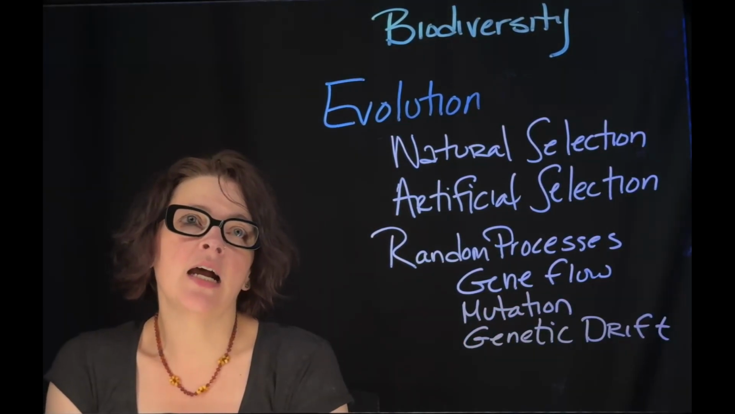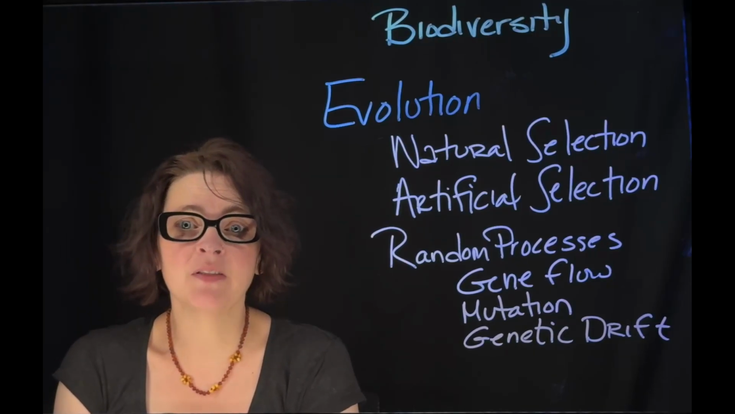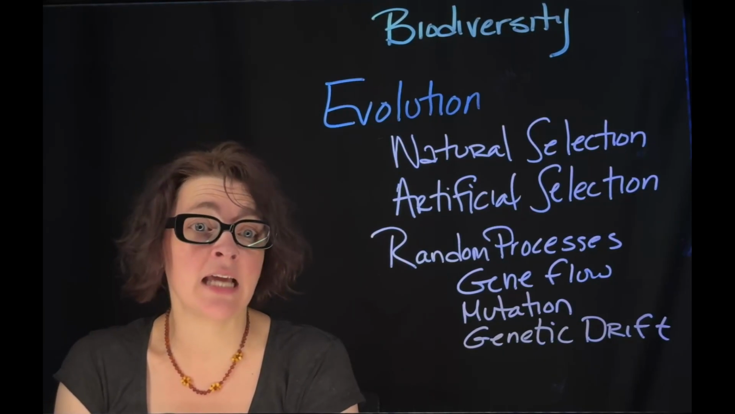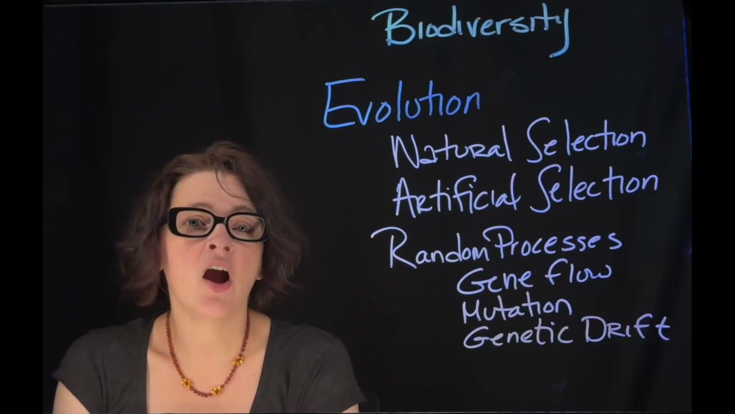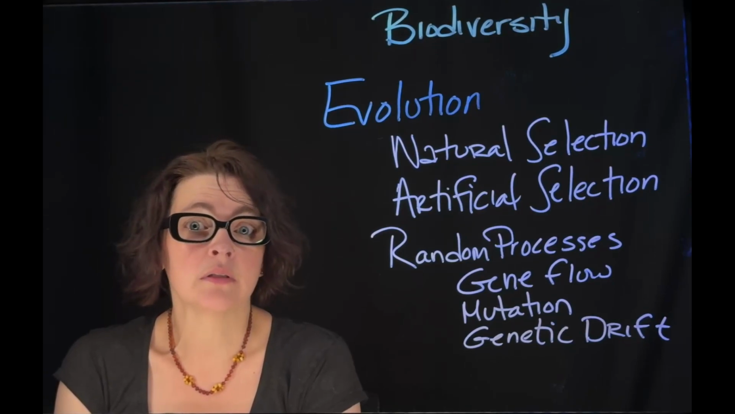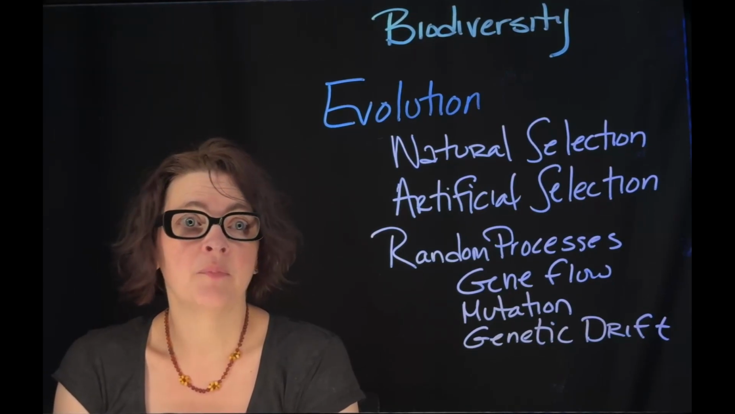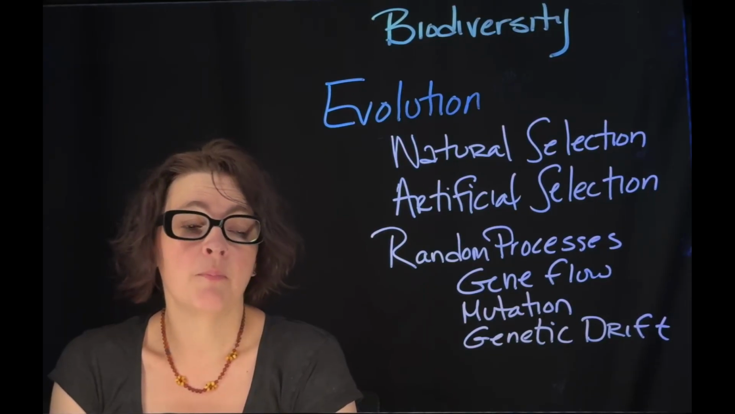Genetic drift is basically some sort of thing that happens to the population. It could be a natural disaster. It could be a human-caused disaster that causes many organisms of a population to go away. So maybe a hurricane comes through and kills off a bunch of the population.